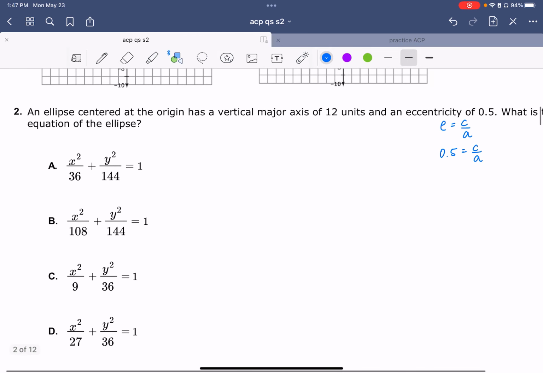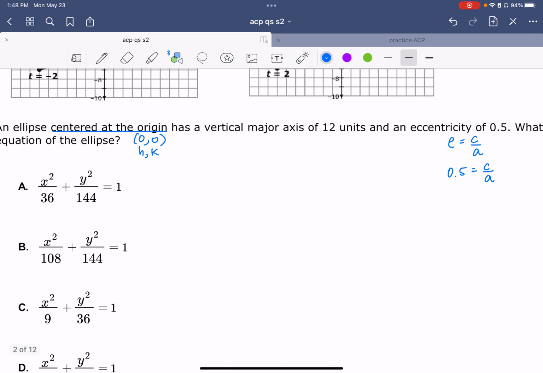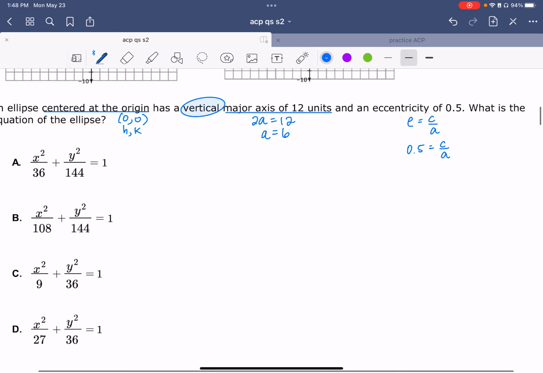An ellipse centered at the origin. Okay, so if it's centered at the origin, that means the center is 0, 0. And remember that the center is represented by H and K. It also says that it's vertical, so that's good to know because remember you can either have vertical or horizontal ellipses. And then it says that the major axis is 12 units. So remember the major axis is equal to 2A. So the semi-major, which is just equal to A, would have to be half of the major, which is 12. So the semi-major would be 6 units.